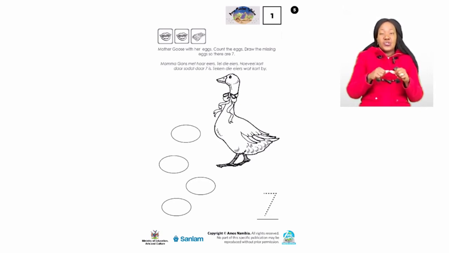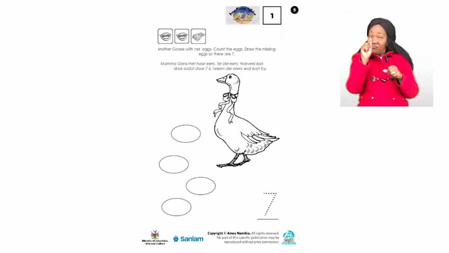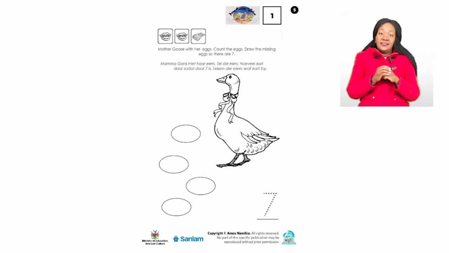I'm sure you have been able to make 7 eggs for Mother Goose. And let's trace number 7 at the bottom of page 5. Once you are done, you can color in Mother Goose and her 7 eggs. Now let's turn to page 6.